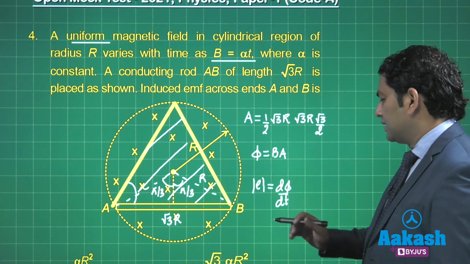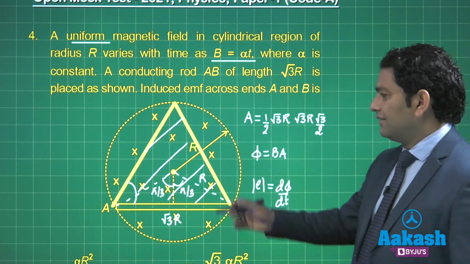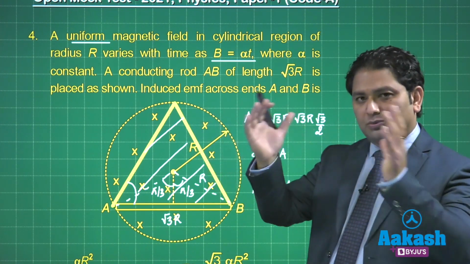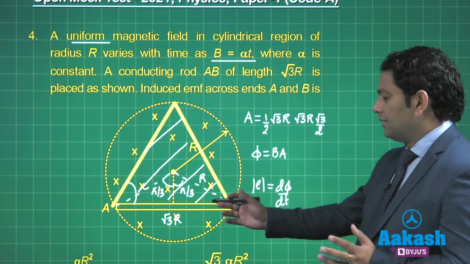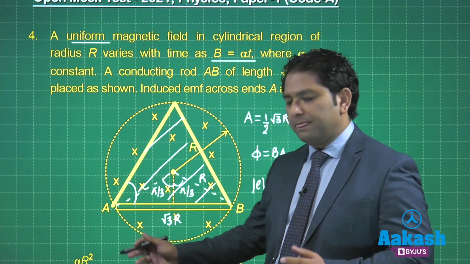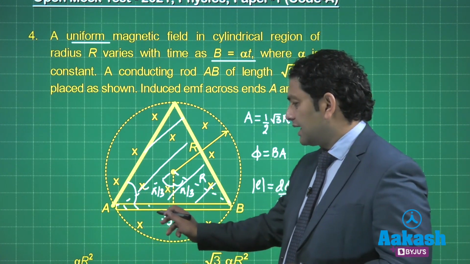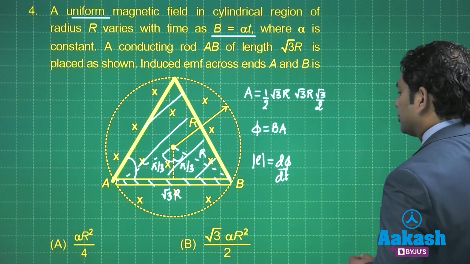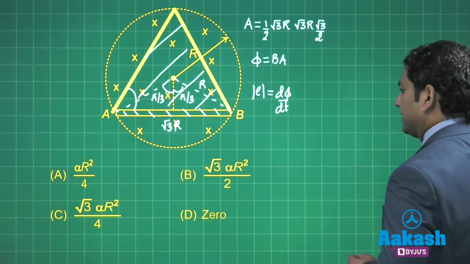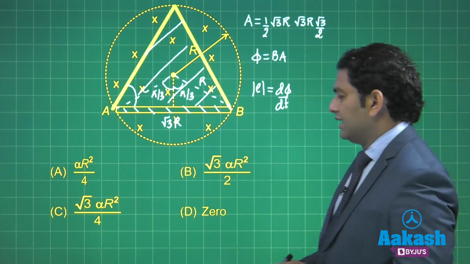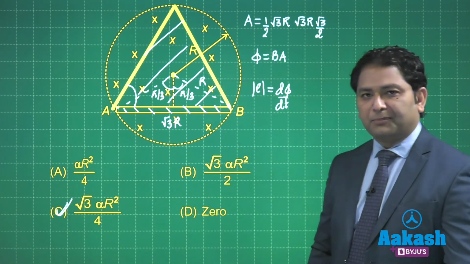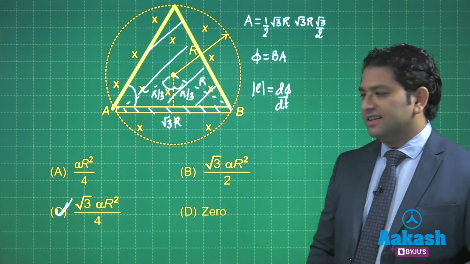Once you get the EMF, that EMF is across all the sides, in other words, in the entire perimeter of the triangle. But the question demands us to calculate the EMF across this segment. So all you need to do is divide the EMF by a factor of 3, and that is going to give you option number C as the correct one. Let's go for the next.